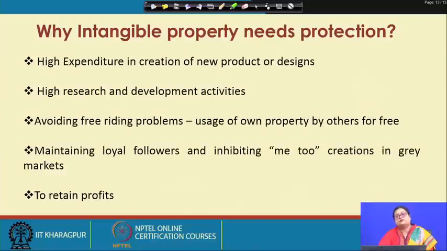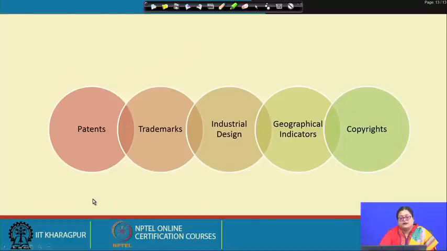So, why does this intangible property need protection? Because there is always a high expenditure in creation of a new product or design. It involves high research activities, to avoid free riding problems like usage of one's own property by others for free, maintaining loyal followers, inhibiting Me Too type of creations in grey markets, and to retain the profits. Here we see the different types of intellectual properties: patents, trademarks, industrial designs, geographical indications, and copyrights. We will discuss the meaning and details of each in the subsequent slides.